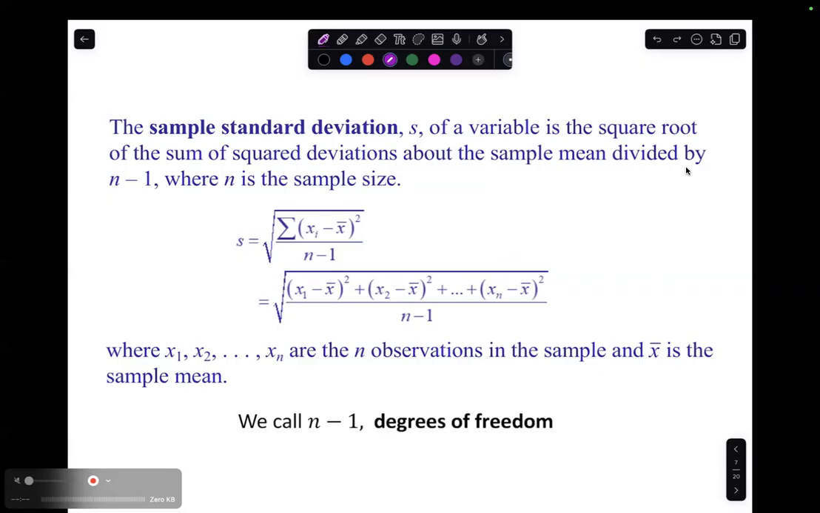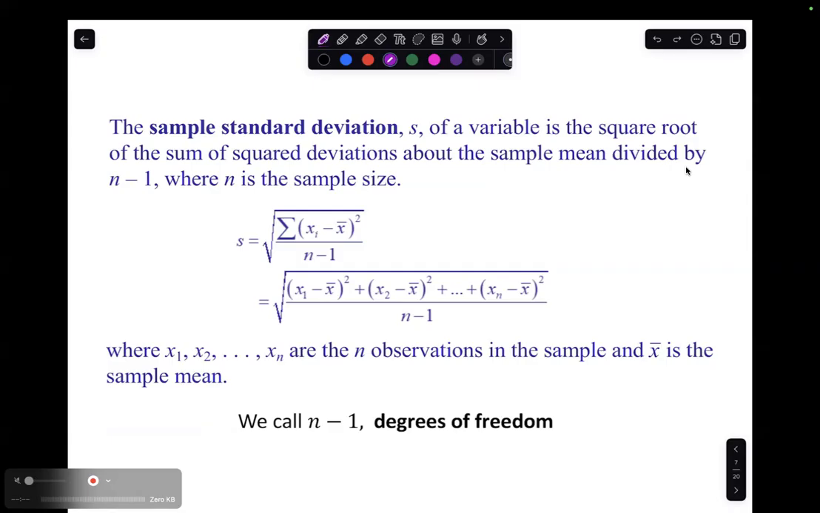It's called n-1 degrees of freedom, but don't even worry about that yet. We don't even have to worry about degrees of freedom until we hit chapter 9. So pocket the words degrees of freedom. I'll pull them out again, chapter 9. Just remember that you're dividing by 1 less than the number in your sample.